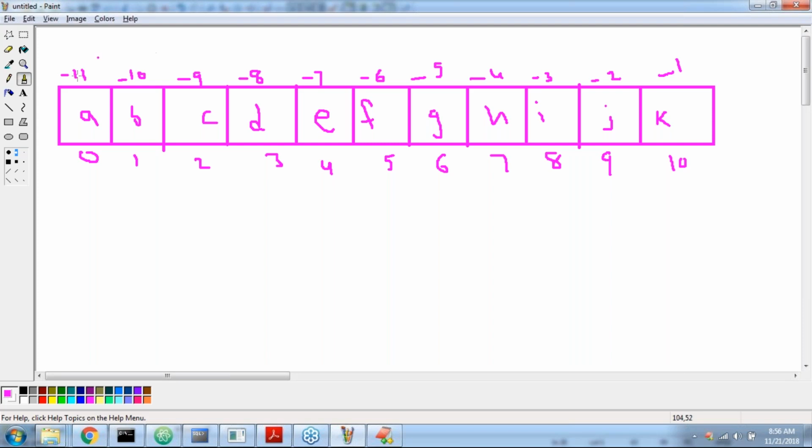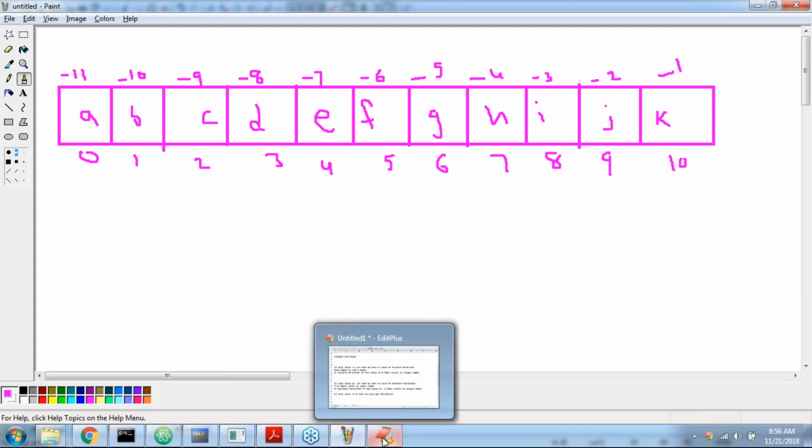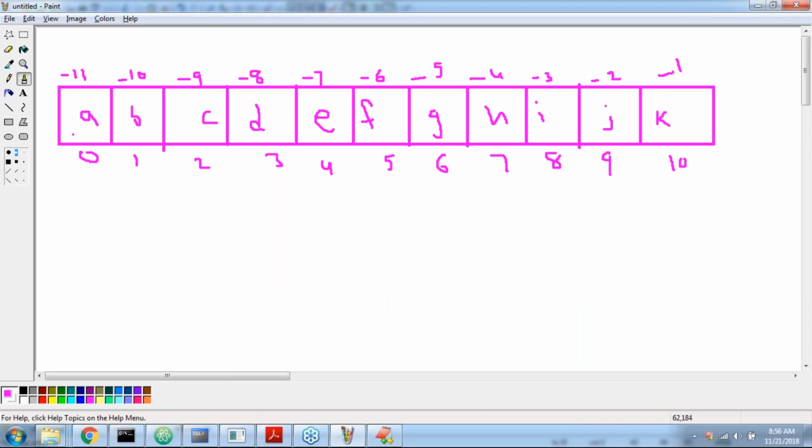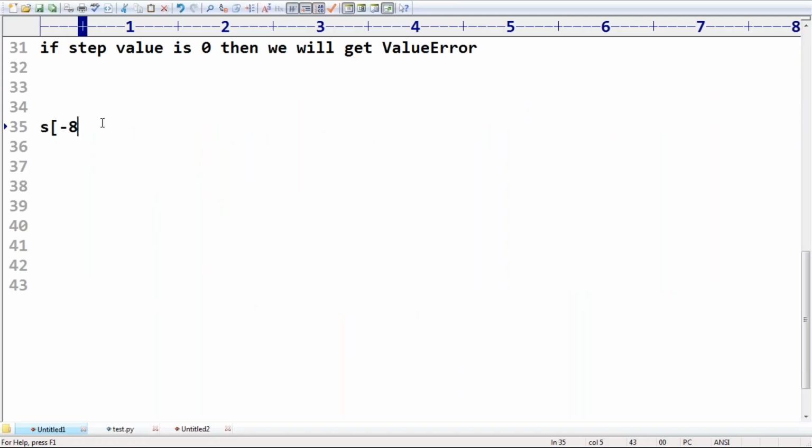Now observe very carefully. You can ask any possibility, no problem at all; we should be in a position to tell, sir. Suppose I'm taking S of -8 to -3, colon 1, or otherwise I didn't specify that. Can you please tell what is the meaning of this one? Is it forward direction or backward direction?